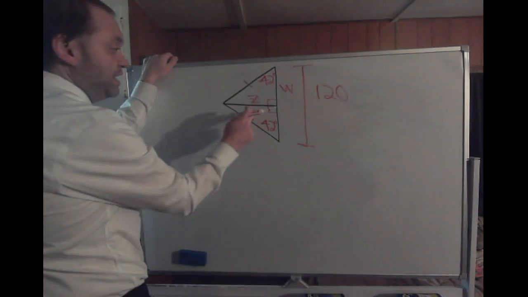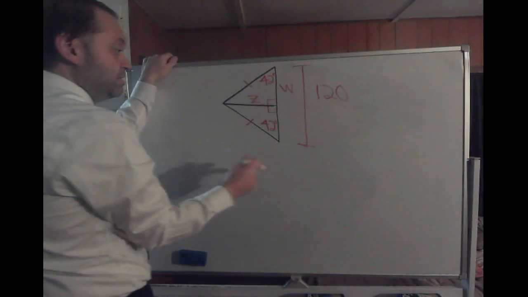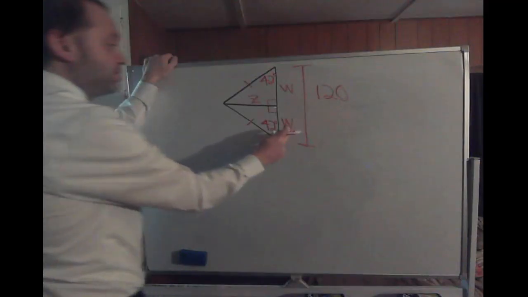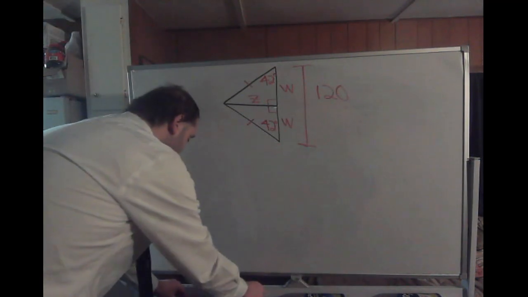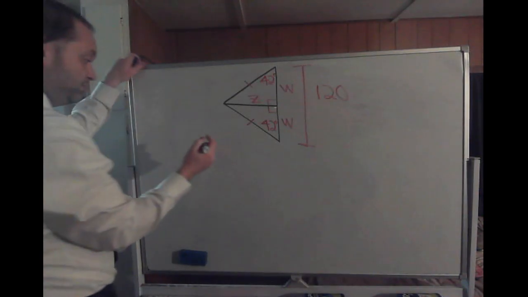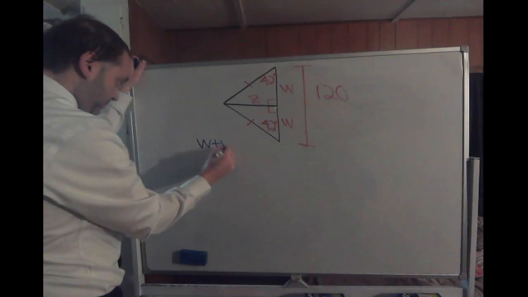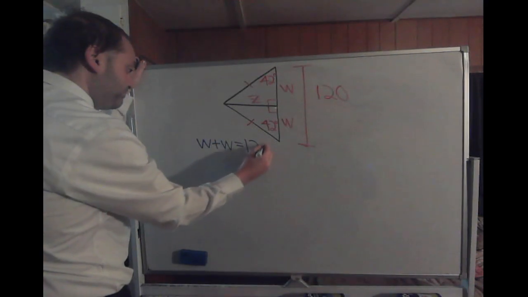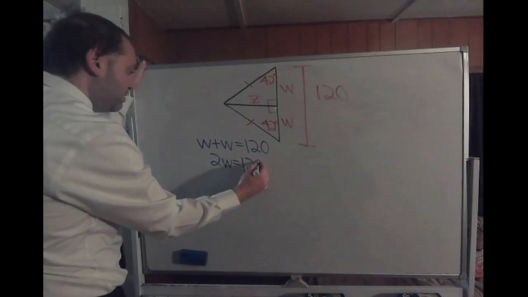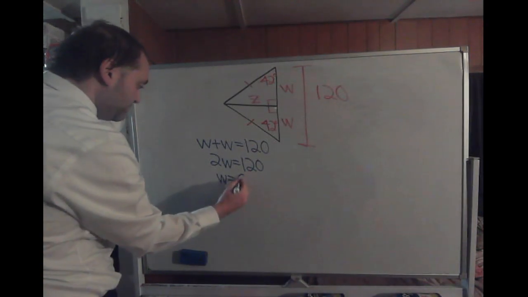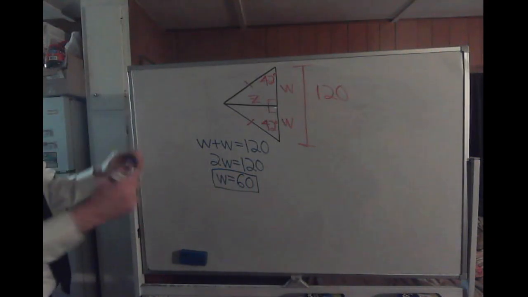So that means this segment here is congruent to this segment here by CPCTC. Corresponding parts of congruent triangles are congruent. So this segment here would also be W. Now we can go right and solve for W, because the sum of W plus W equals 120, which means 2W equals 120, which then means that W equals 60. So we found the length of W to be 60.